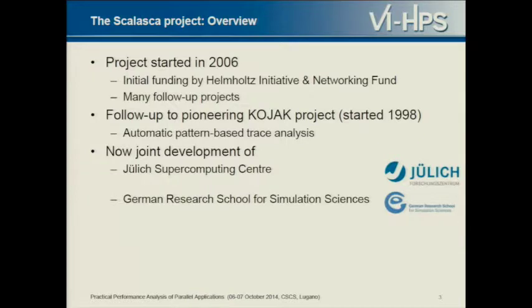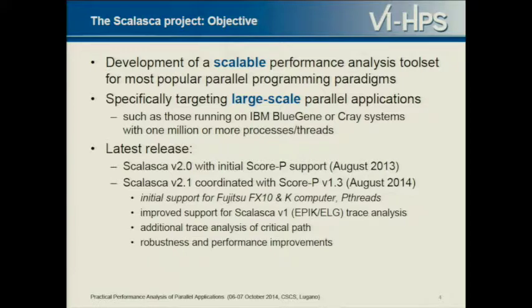This project that we started in 2006 was a successor to a predecessor called Kojak that did all of the trace analysis in a serial fashion. With Scalasca, the focus was very much on making things scalable and being able to handle very large-scale applications. Scalasca 2.1 was released with the Score-P 1.3 version in August, and it included additional support for the K computer, Fujitsu, and includes support for pthreads measurement and analysis.